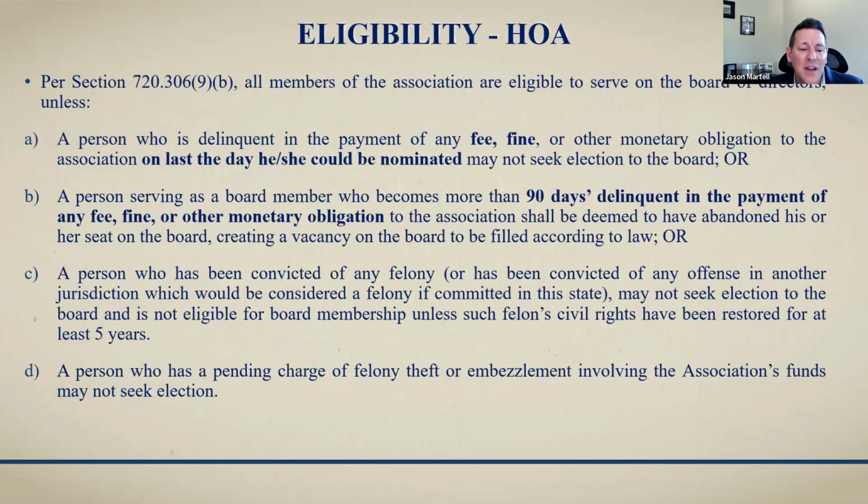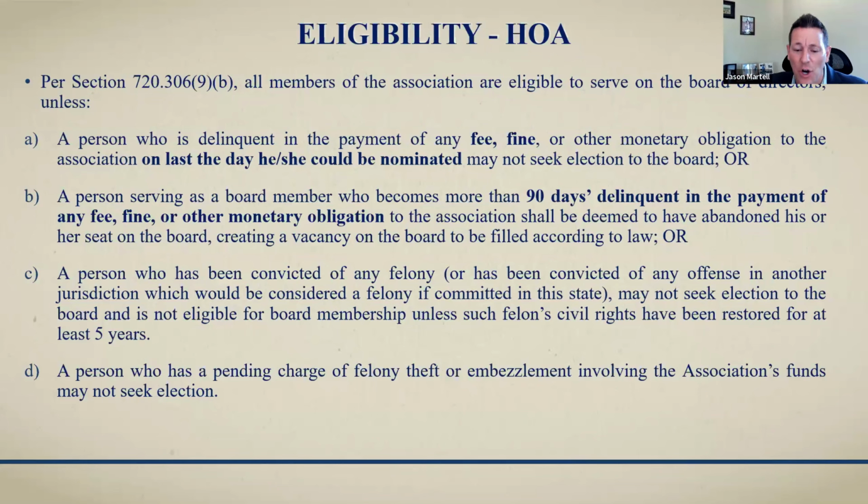There's another one. If you jump down to D here on this slide, it seems like common sense right off the bat. I completely agree. If you just glanced at it and kept moving, you'd say, well, of course, anybody that has a pending charge of felony theft or embezzlement shouldn't be on the board, right? That's common sense. Of course, that's the case. And I would say, yeah, if you glance and read it, that would make a lot of sense. But when you look at the specific wording a little closer, you'll notice that it says pending charge.